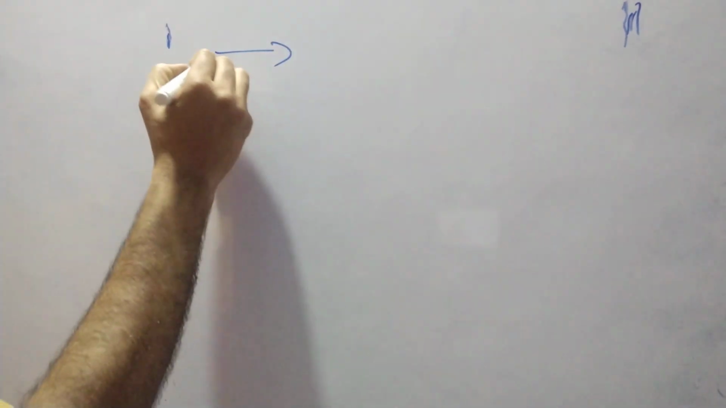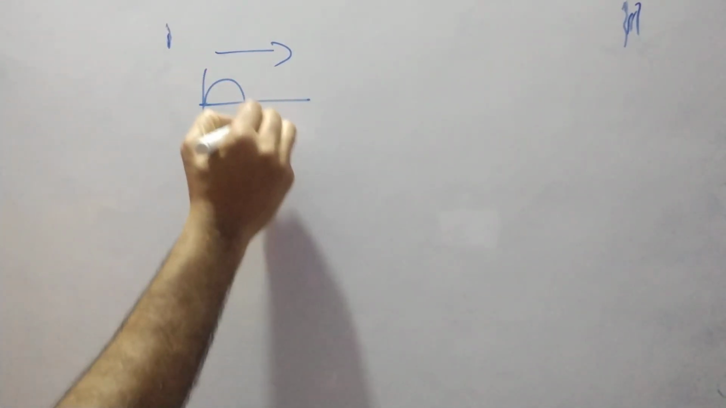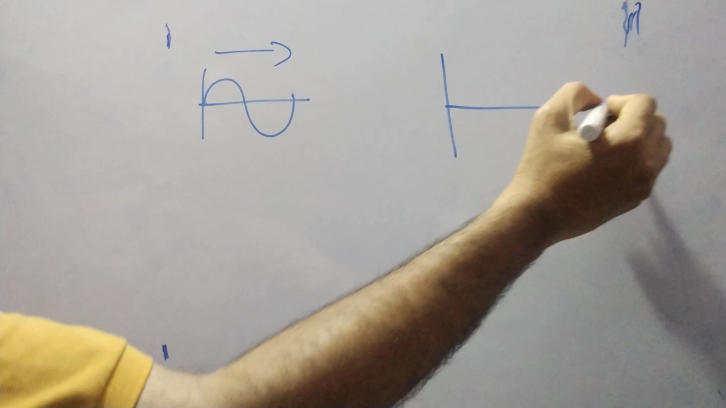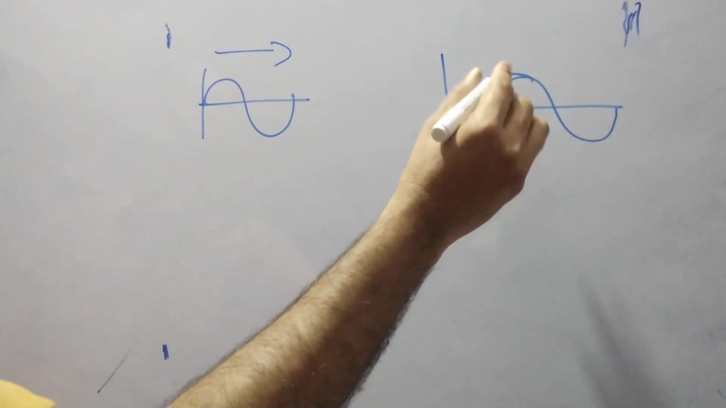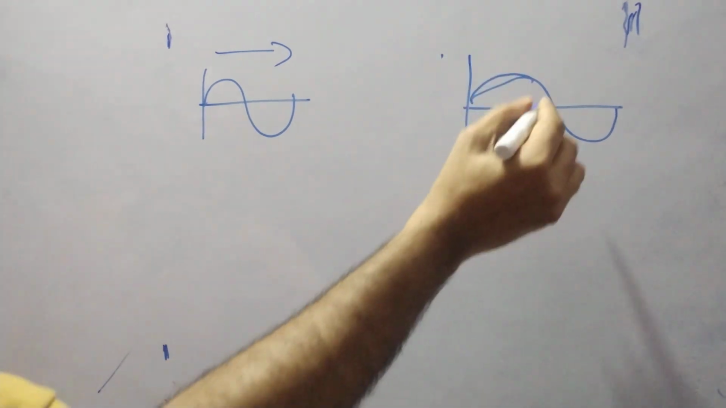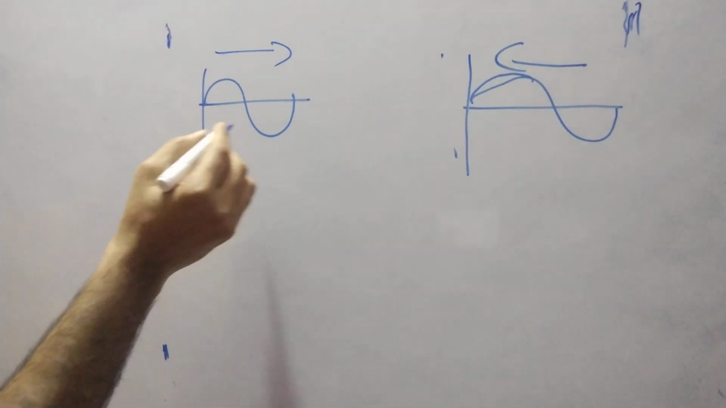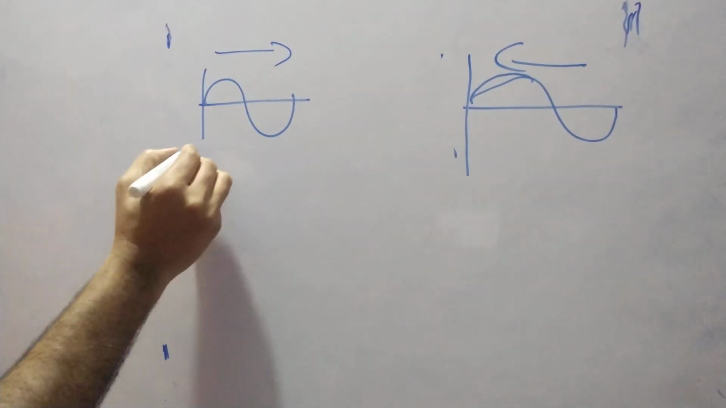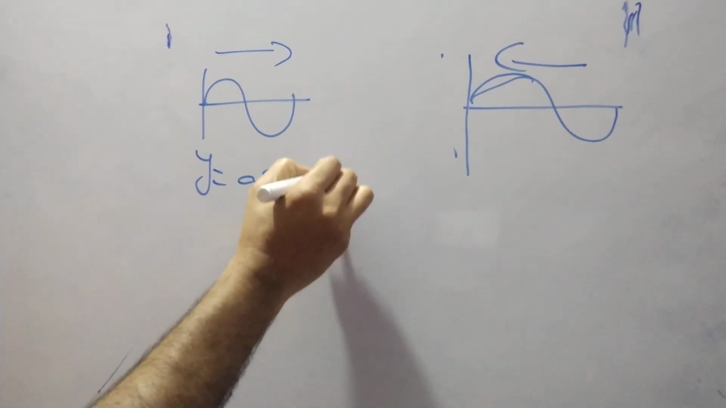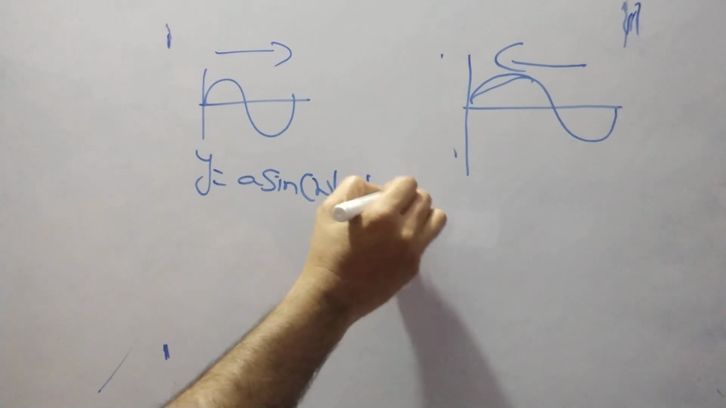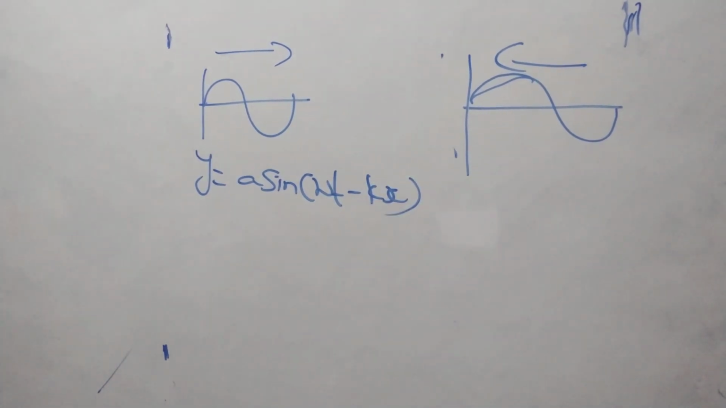Okay. So suppose the wave is moving like this, in this way. So here what is the equation we got? y equal to a sin (omega t minus kx), right? So this is the equation we got.